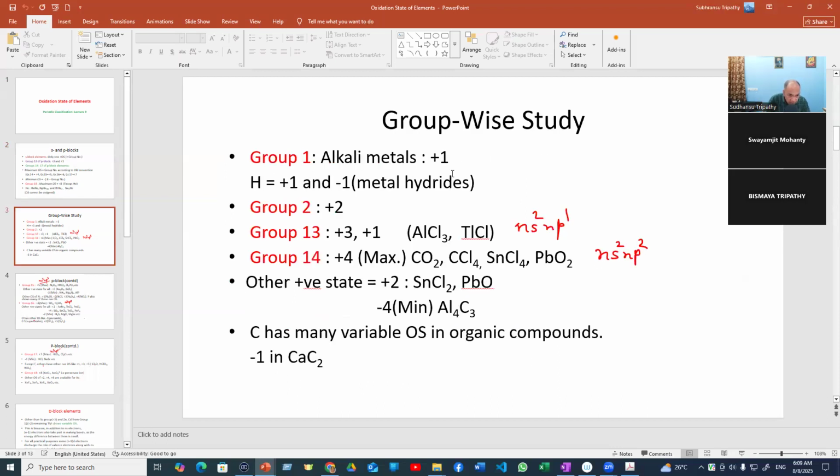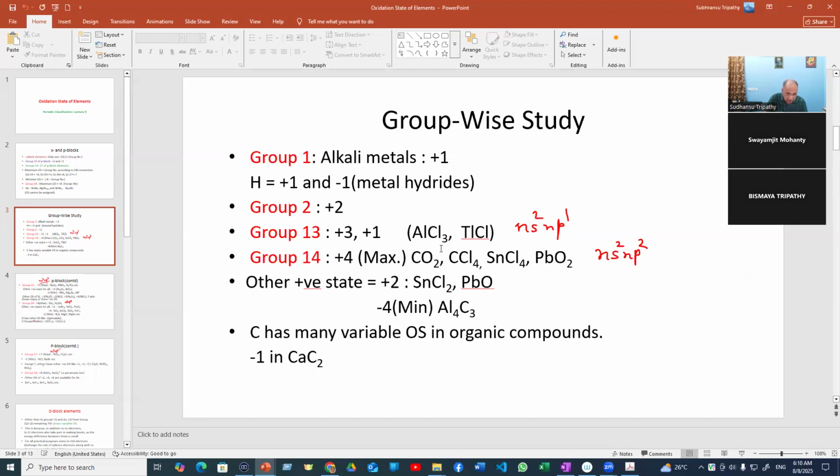So group 1 plus 1, excepting hydrogen, which is present in group 1 as well as in group 17. So therefore, it has plus 1, having a resemblance with alkali metals, although it is not a metal. Minus 1, resemblance with halogens. Group 2, only plus 2. Group 13, plus 3.